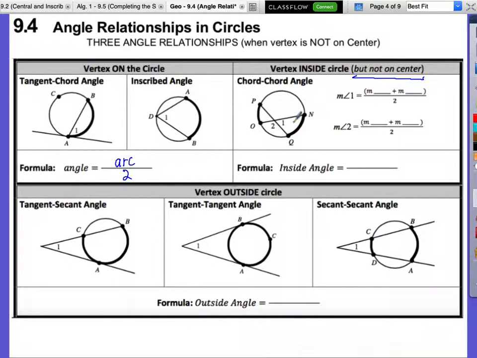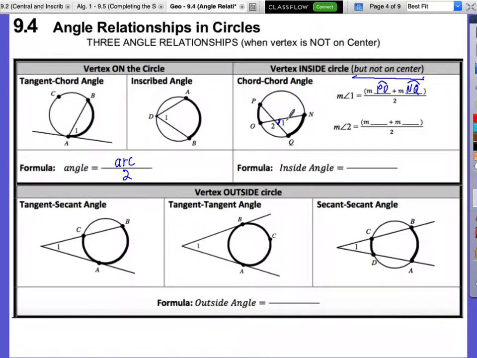But if it's not, then for angle 1 right here, we would take the measure of arc PO and the measure of arc NQ, add them together, and divide by 2. If you look at this angle right here, I'll highlight it in blue. It would be its intercepted arc, as well as the vertical angle's intercepted arc, added together and divided by 2. So you take its own arc, its vertical angle's arc, the opposite arc so to speak, add them together and divide by 2.